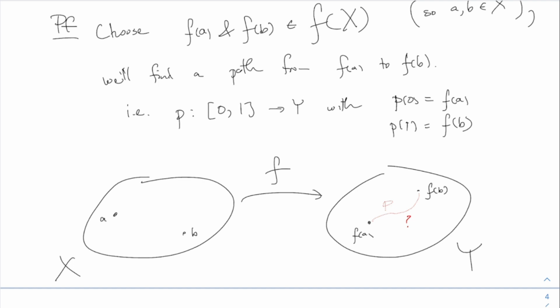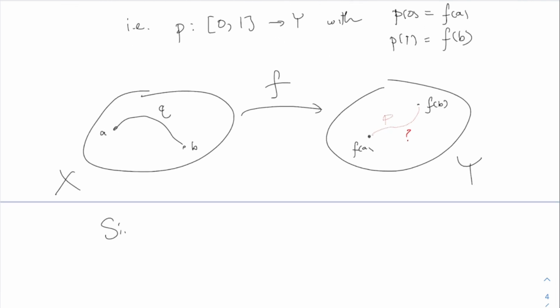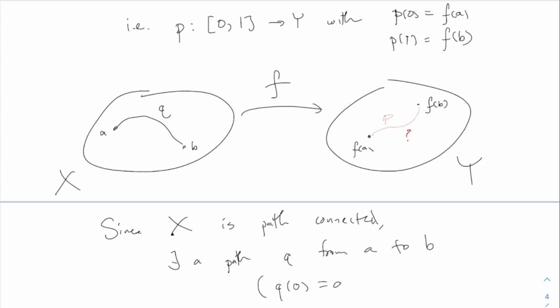I'm not sure, but there exists a path between A and B. Yeah, since X is path connected, there is a path from A to B. Maybe I'll call this one Q. I'm running out of good letters here, but I will say since X is path connected, there exists a path Q from A to B. What that means is, Q of 0 equals A and Q of 1 equals B, right? That's what it means to be a path from A to B.